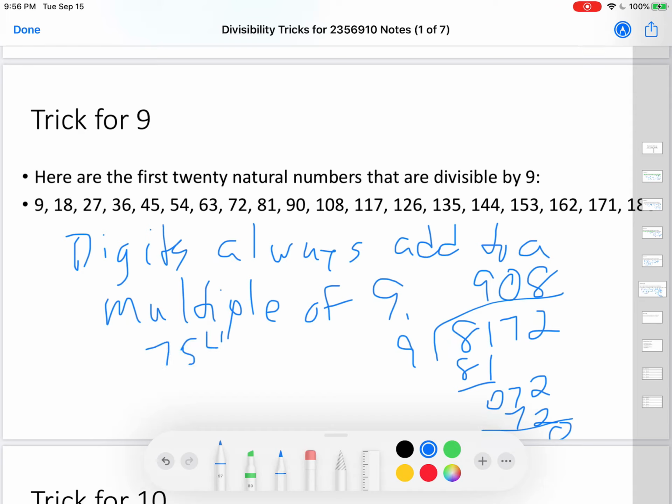Let's try our number 754. 7 plus 5 is 12, plus 4 is 16. 16 is not a multiple of 9, so it is not divisible by 9.